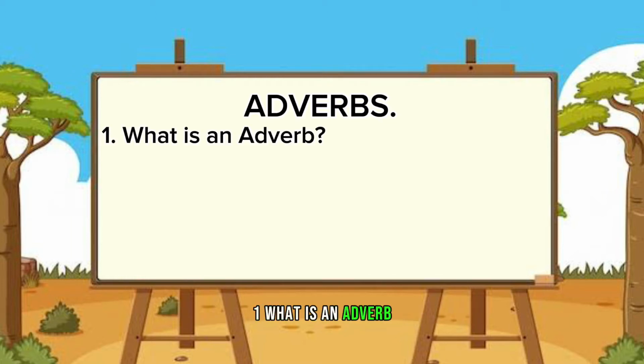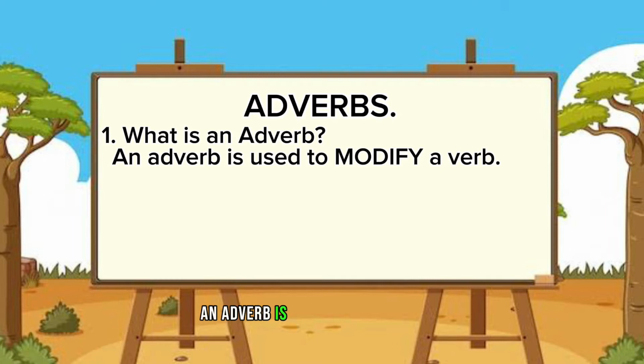One, what is an adverb? An adverb is used to modify a verb. Simply put that way, an adverb is used to modify a verb, alright? What does that mean? What does modify mean? It means that an adverb will tell you more about a verb. It will give you more information about a verb.